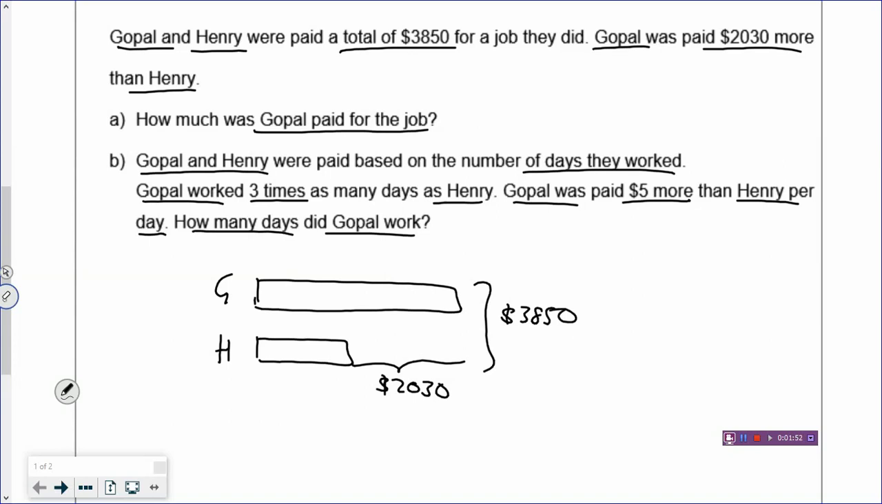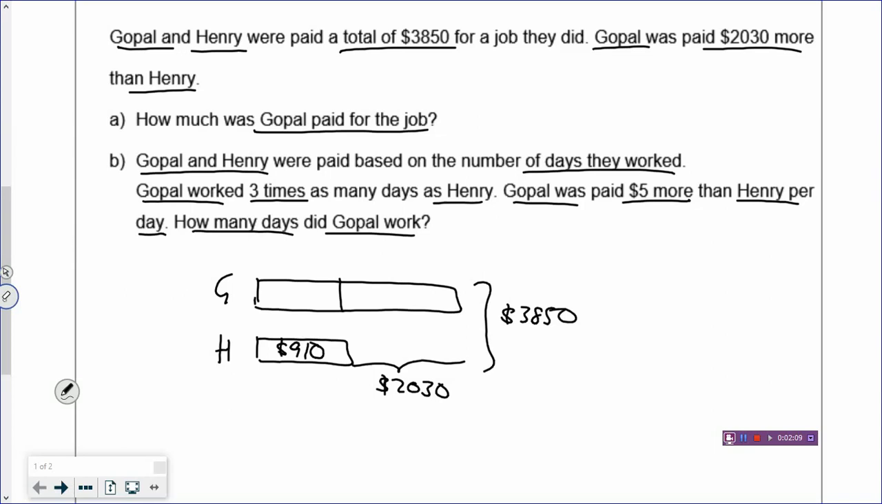you cut away the longer part, which is 2030, right? And then you get 1820, and you have 2 units. Can you see the 2 boxes there? And then you divide by 2. So when you divide by 2, you will get 910. So which means that 1 unit is 910.